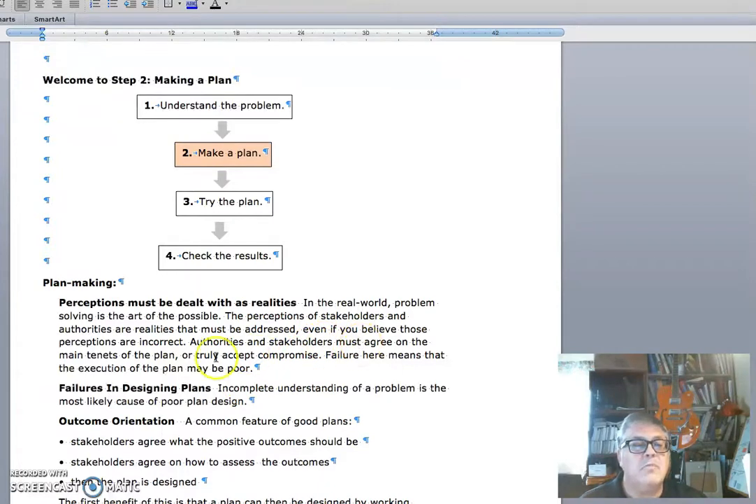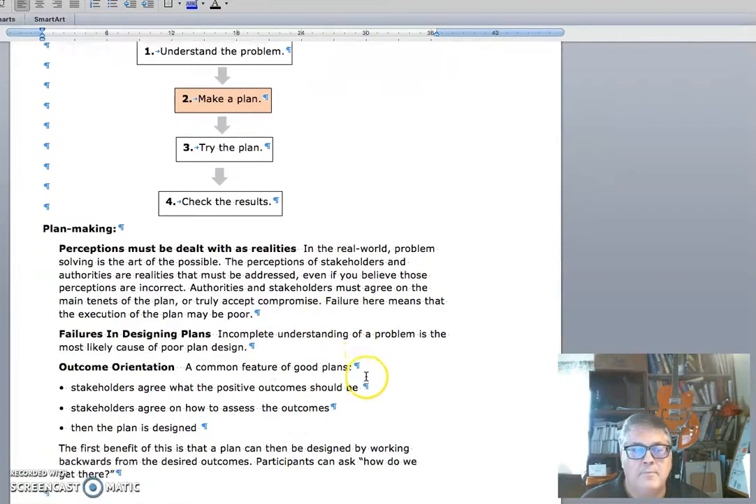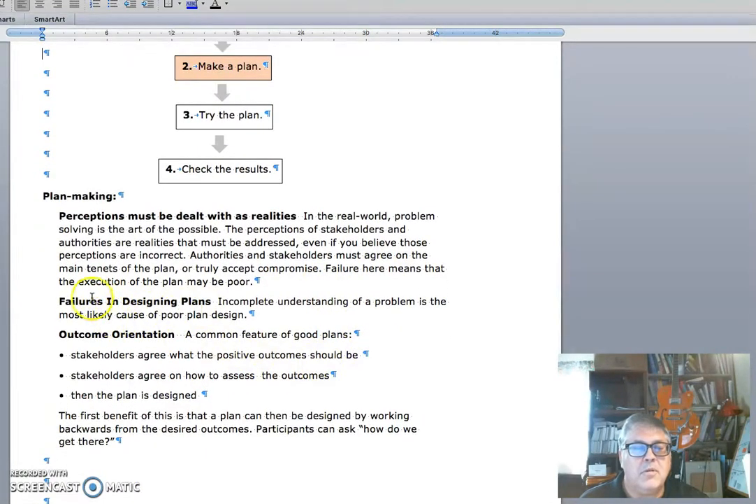Without that agreement on the major parts of the plan, it's probably going to fail. You've got to either agree or make some compromises to move later on from making the plan to being able to try it. What happens when we try to make a plan? Why might it fail? One of the main reasons is an incomplete understanding of the problem. That's a big one. If you went too fast and got to step 2 without understanding the problem, you're unlikely to be able to solve it.